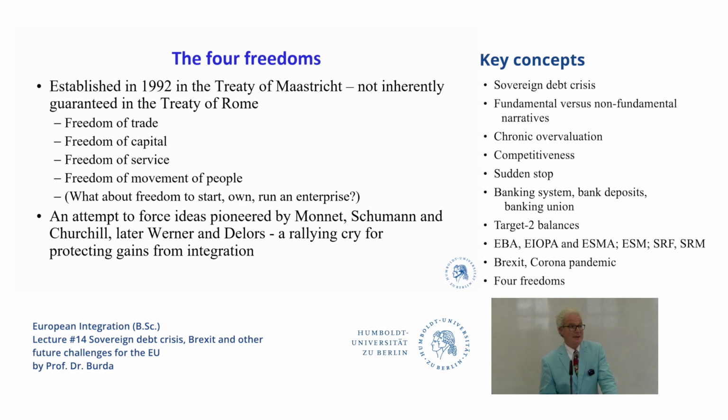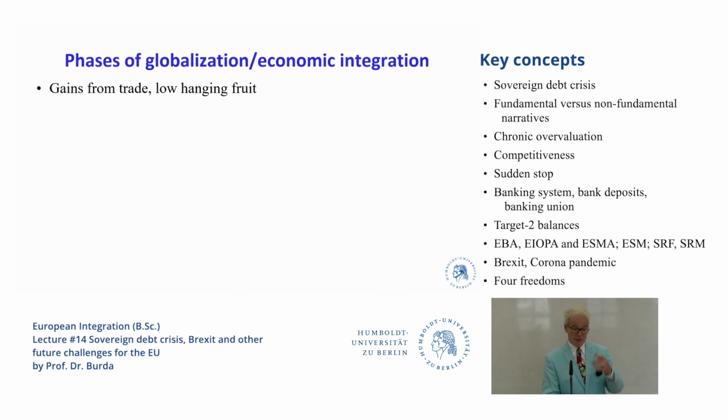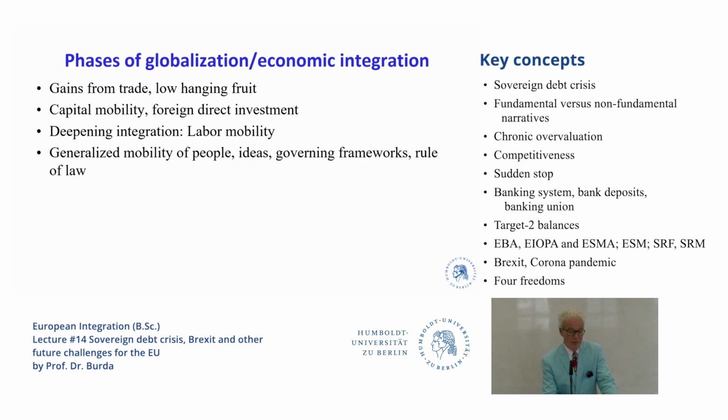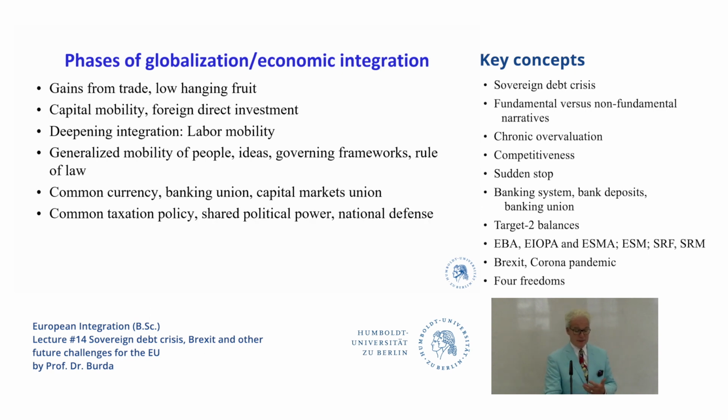Some freedoms were not addressed, like the freedom to start a firm or to run a startup. But these are basically ideas to promote economic freedom as proposed, sort of idealized by Monet and Schuman, and protecting the gains from integration. So you think about it, the first phase of globalization, this is relevant for our course, think about starting with trade, capital mobility, FDI, and then thinking about labor integration, mobility of people in terms of their professions, governing frameworks, rule of law, and then moving on to a common currency, banking union, capital markets.